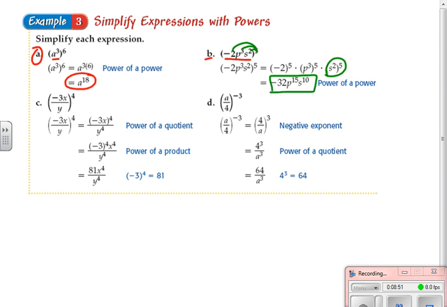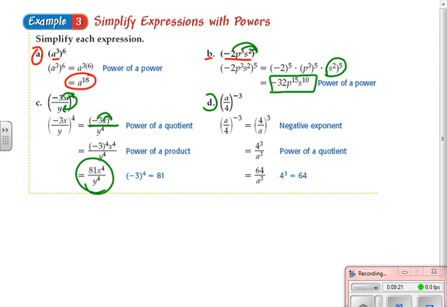C is a fraction to a power, and so again, this gets put not only on the x, it also goes to the 3, and it also goes to the 4. So I can split it first to the numerator, negative 3x, the quantity to the 4th, all over y to the 4th. Then this one is going to get distributed, and then I work my math out, and I end up with 81x to the 4th over y to the 4th.